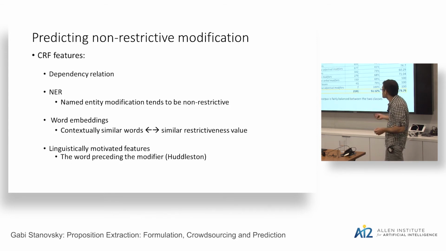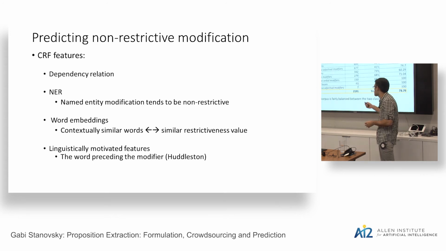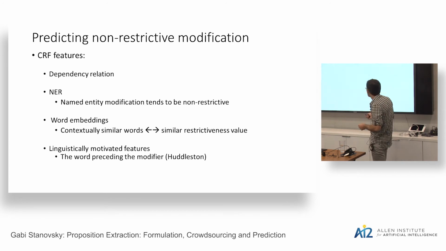All right, so now that we've got this corpus, we wanted to train a model to predict non-restrictive modifiers from text. And we used CRF features because we thought that, for once, the corpus is fairly small for neural architectures. And also previous work has used CRF as well, so we wanted to compare more clearly with them, the work that I mentioned at the beginning. And the features that we used, we tried to look at the literature and see what kind of signals can give us a clue that we're looking at non-restrictive modification.